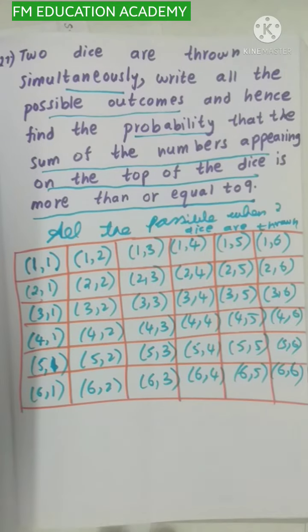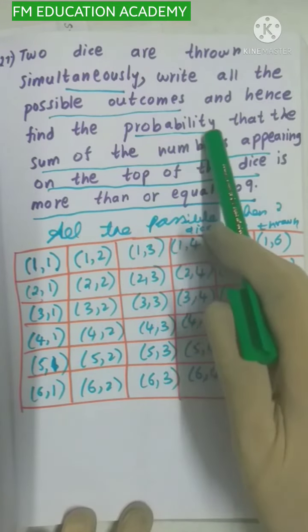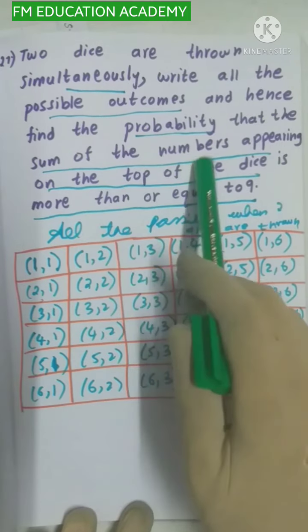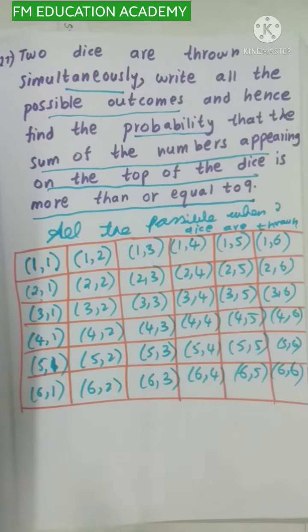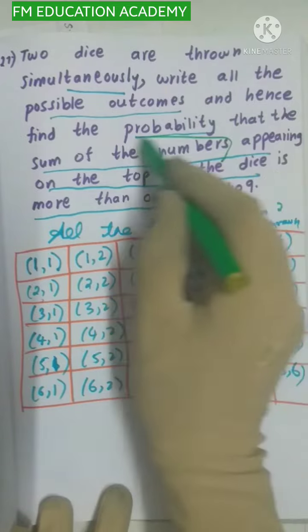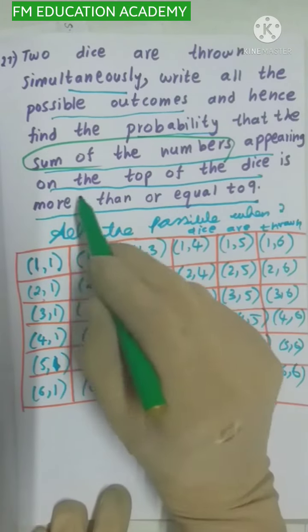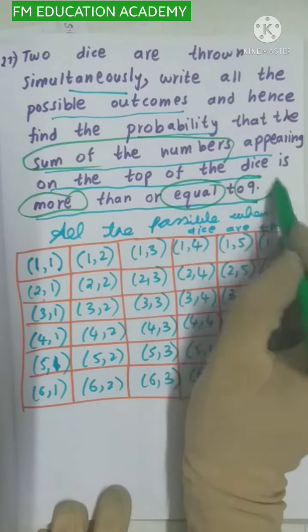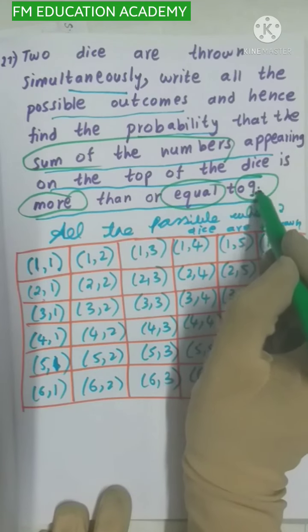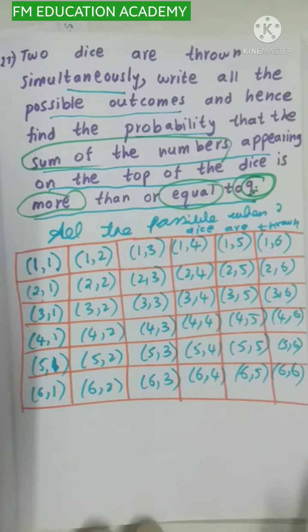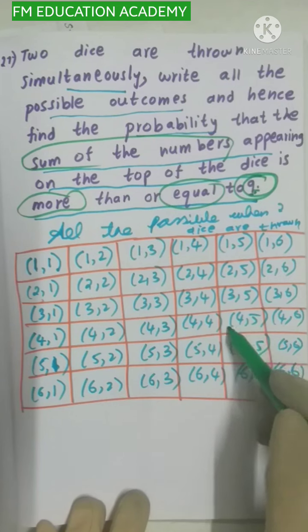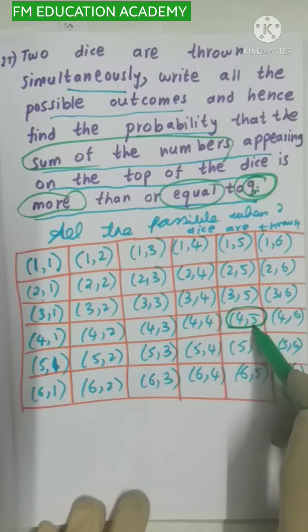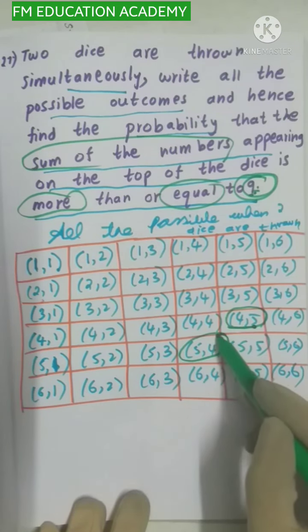Now, what is it asking in the question? Observe the question. You have to find the probability that the sum of the numbers, which means we have to add the numbers appearing on the 2 dice, should be more than or equal to 9. The sum should be either equal to 9 or greater than 9. So when do we have sum equal to 9 here? 4 plus 5 is 9 and also 5 plus 4 is 9.